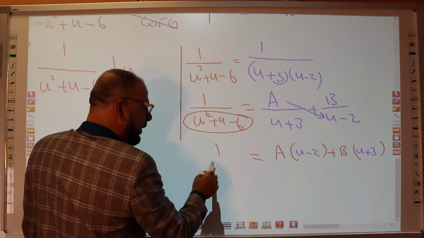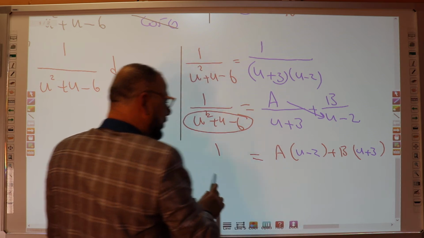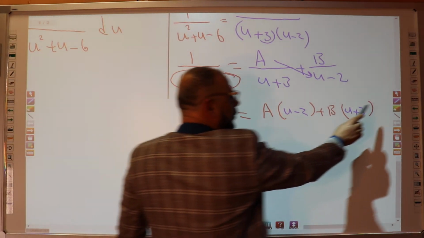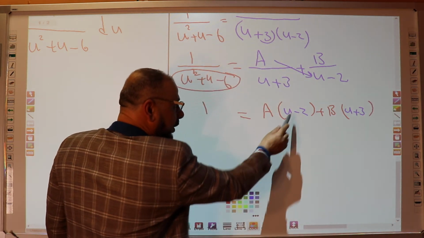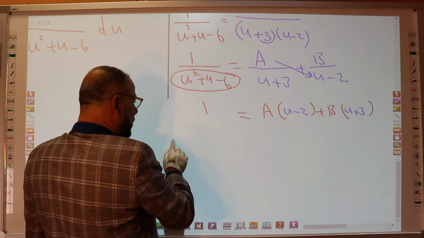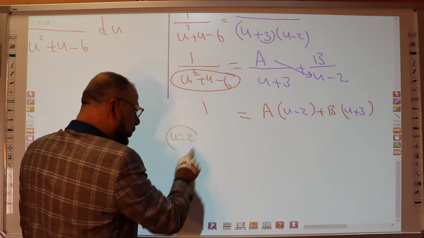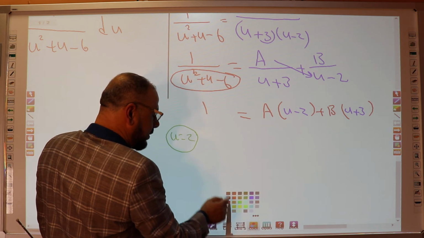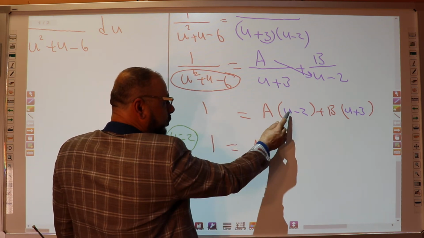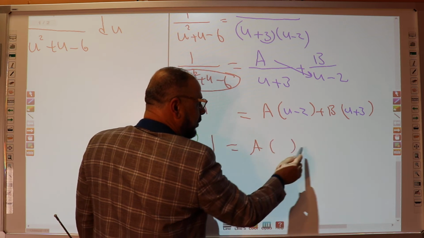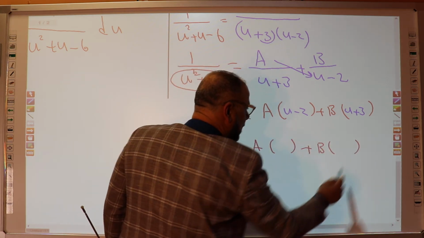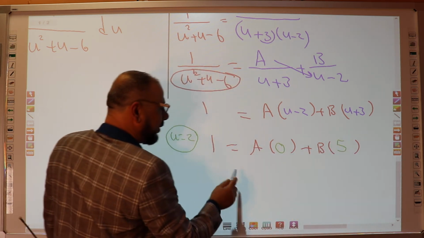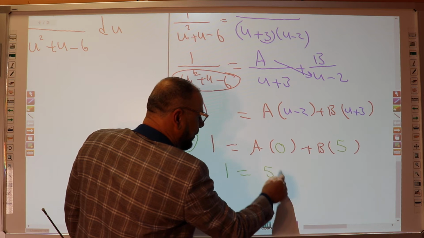I'm gonna give you an easy way to find what's A and what's B. Look how we find what's A. We have two roots for this guy. The first root is u equal 2. When u equal 2, the 1 stays 1, A stays 1. But when you put 2 minus 2, here is going to be 0. And here is going to be 5. This is going to be 0, and this is going to be 5. Then 1 equal 5b.